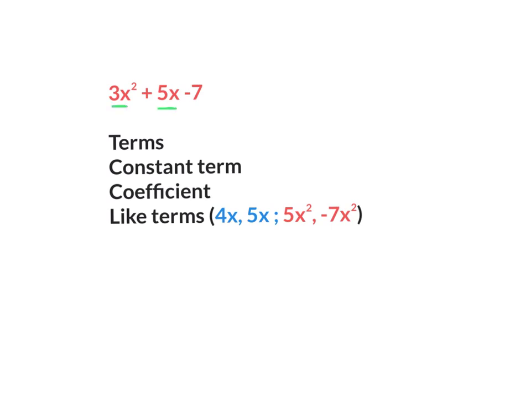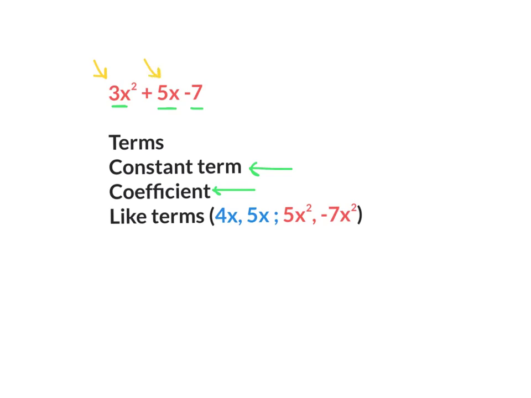This term, and the -7. The -7 is called the constant term because it has no variable. The other ones are called variable terms because obviously they have variables. Coefficient should be a familiar word also. Coefficient is the number right smack in front of the variable. This 3 is a coefficient. The 5 is a coefficient.